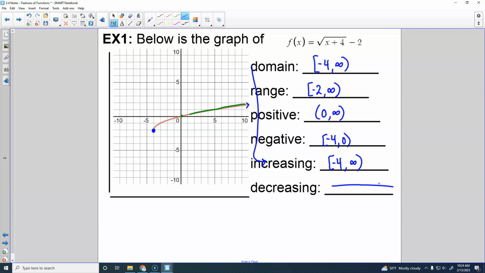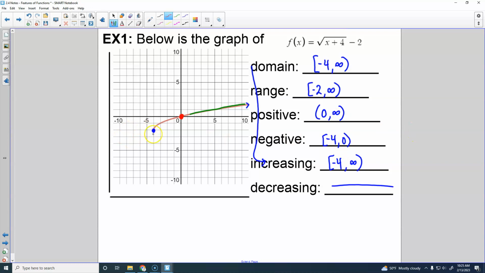Brackets are used if the point itself is included, and parentheses when it's not. Infinity is always parentheses. For the positive and negative intervals, that's where it gets a little bit tricky. If you are looking at the place where the graph crosses the x-axis, you don't want to include that point, because at that point the y-coordinate equals 0, which is neither positive nor negative. So 0 is our x-intercept, so we use parentheses with the 0.